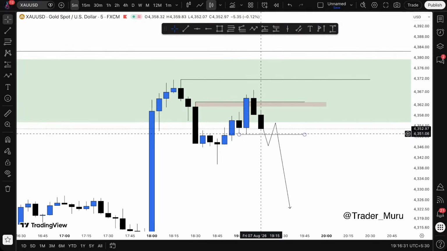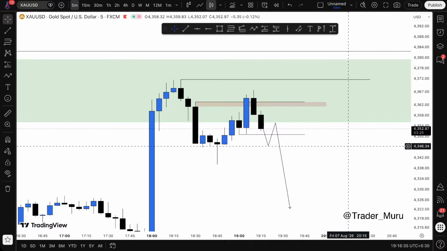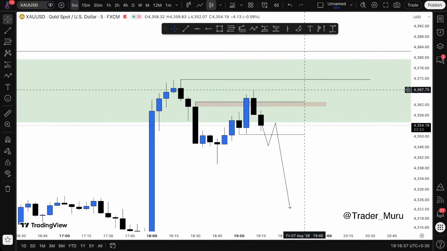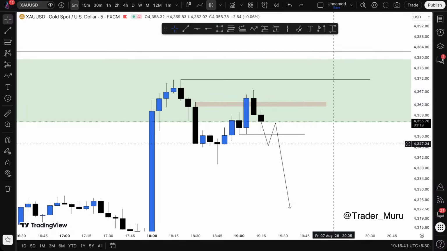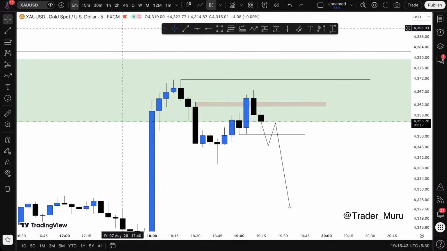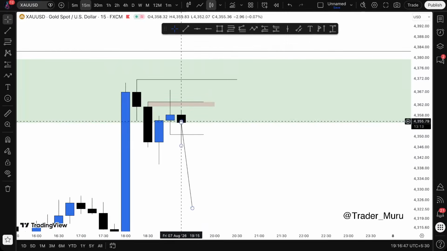Okay, we are getting downside momentum. Hope it doesn't start ranging here, ranging between this area.